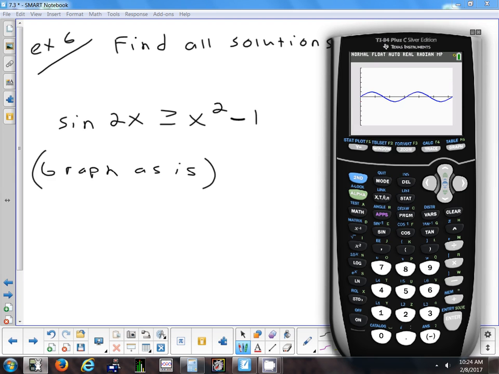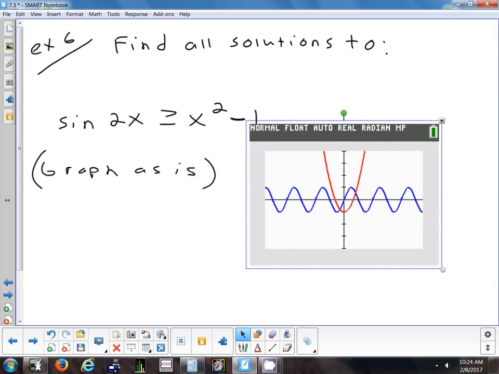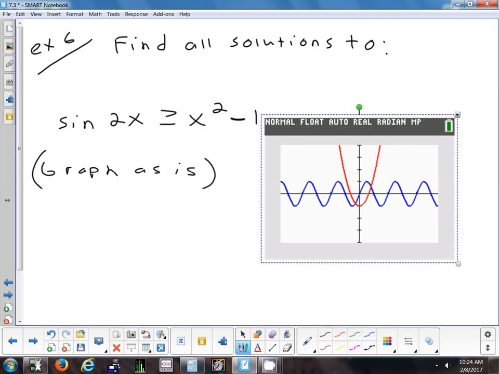I need to probably adjust my window. Let's do zoom 7. So that's a trig zoom. I'm just looking at a bunch of periods of sine. And there's the one time the parabola is drawn. You're not going to see the parabola repeated again right here. If it was, then you'd get more solutions. But it's only one time.